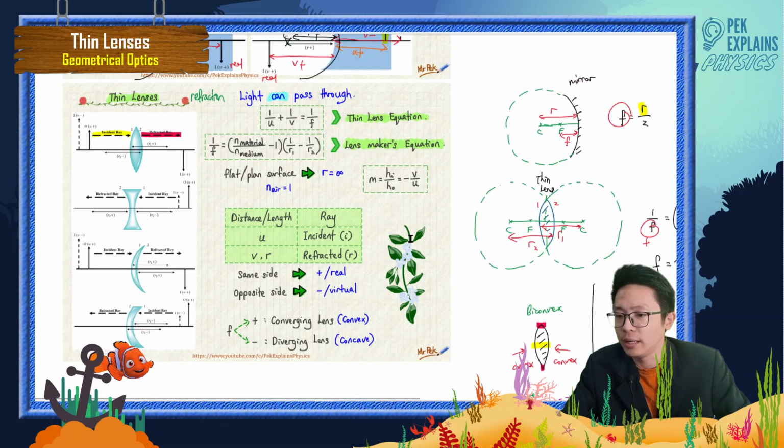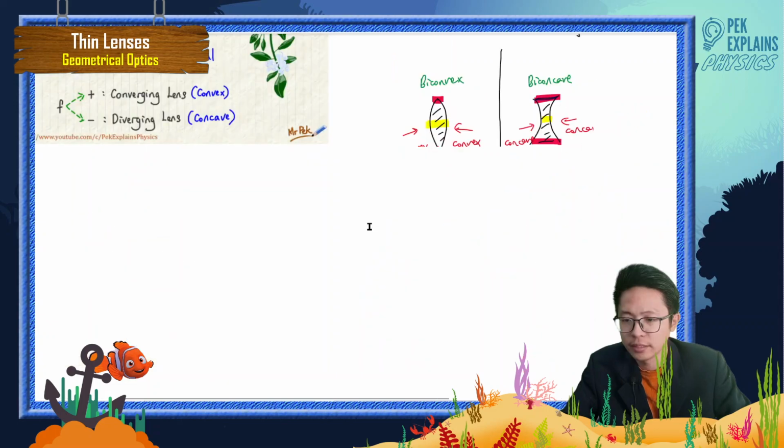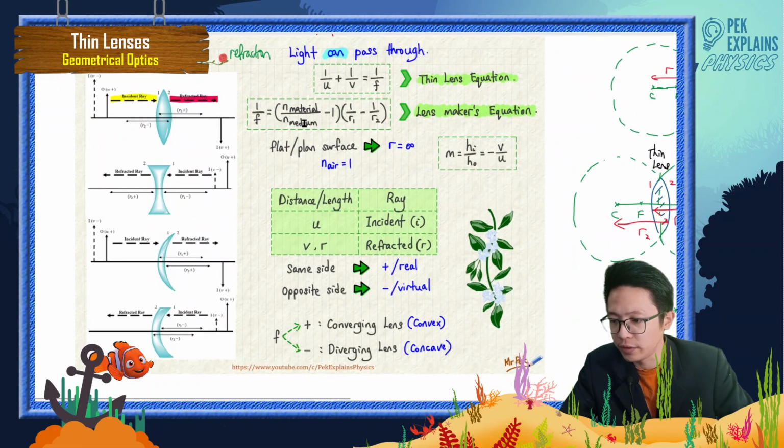Okay. Now I have finished discussing this. Now you know the convex 10 cm, concave 20 cm, convex 20 cm, concave 10 cm. They end up with different characteristics. One is converging, one is diverging. Convex meniscus and concave meniscus. Now let us continue with the equations.